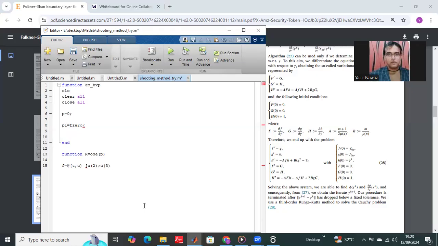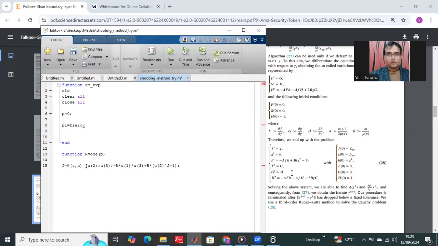And then for the third equation, I will use the right hand side of this: minus A f h minus A. f is represented as u1, f prime is u2, and f double prime is u3. So f is just u1, multiplied by small h, which is u3, then plus B into g squared, where small g is u2, so it's u2 squared minus 1, bracket close.